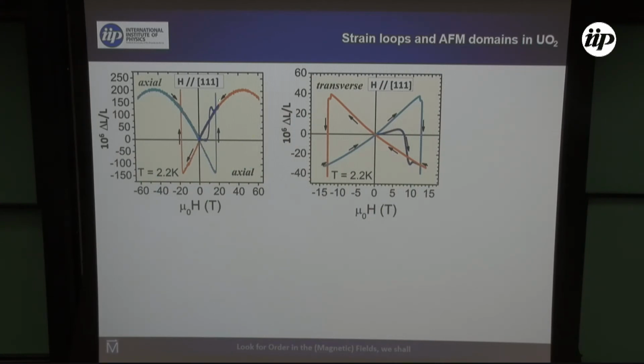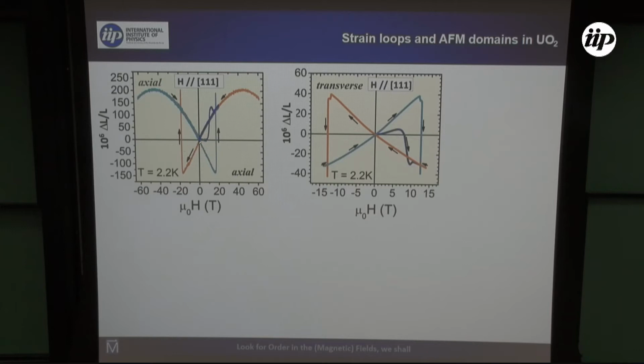It turns out that this hysteretic behavior at low temperatures is related to something, well, we found this and we think it's related to magnetic domains. Antiferromagnetics can actually have magnetic domains. And this is the demonstration.